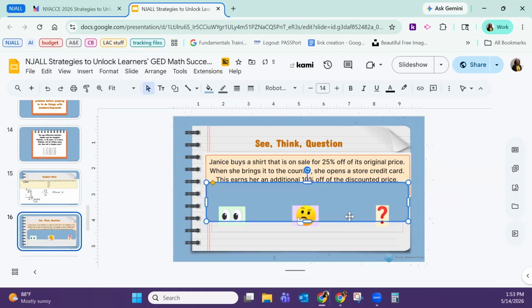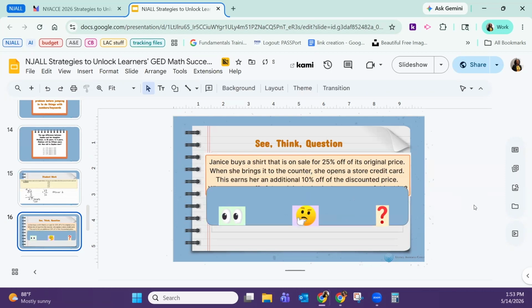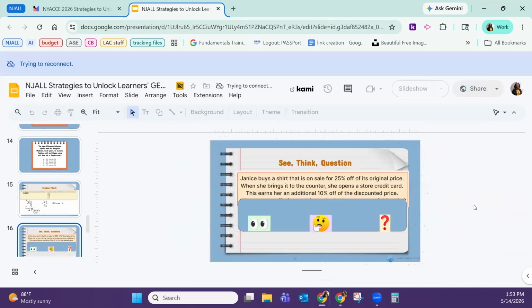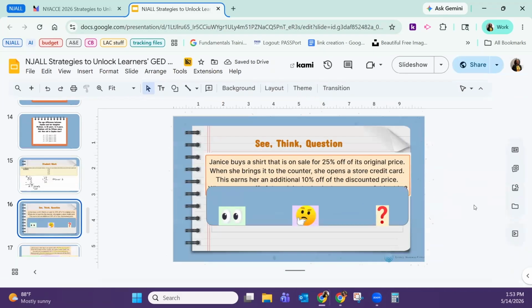Then we do the next part. This earns her an additional 10% off the discounted price. What do you see? What do you think? Oh, I lost my internet. Uh-oh. Can you guys still hear me? I think they've sucked her in. That's what I think, that they're getting her to buy the store credit card. And then here's the last part.